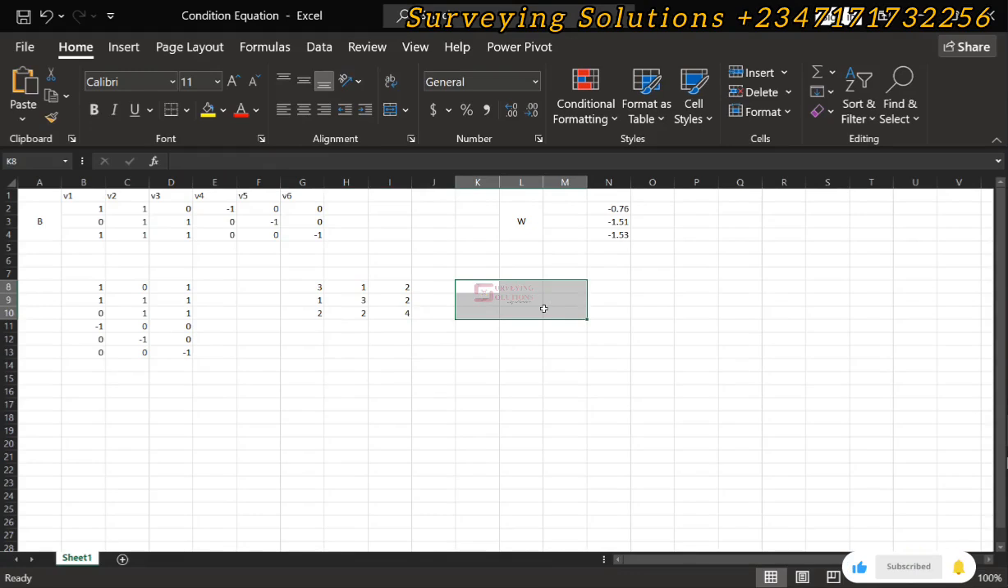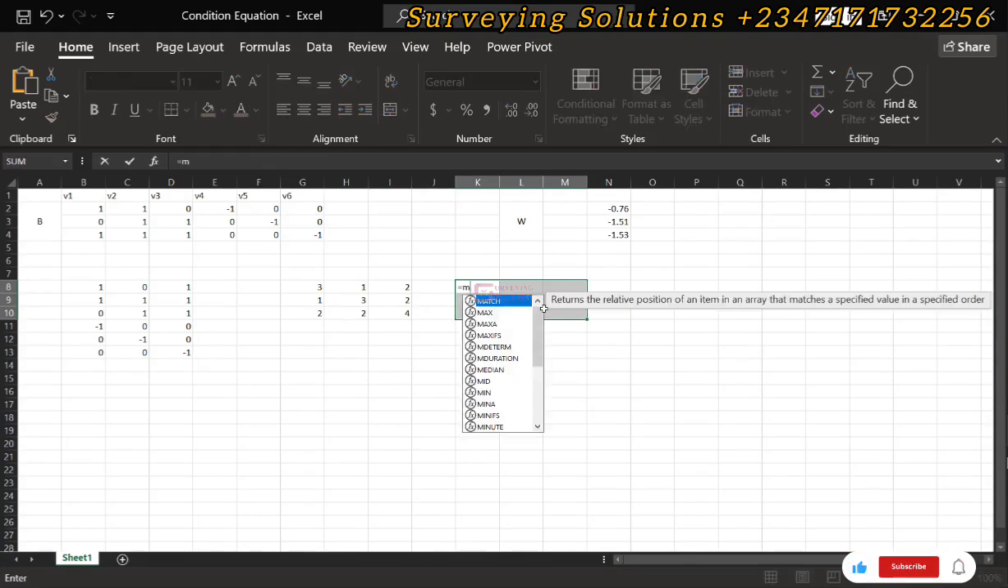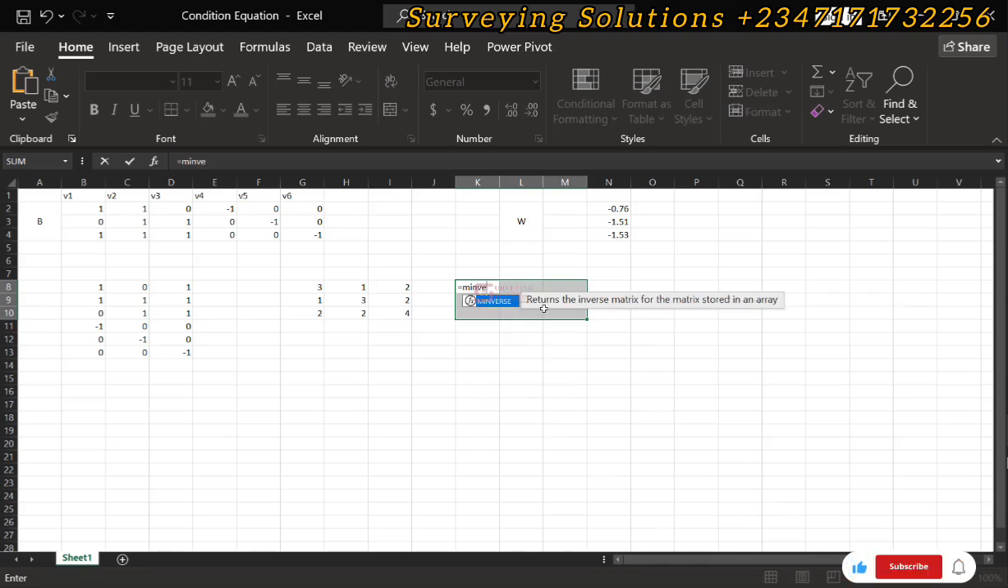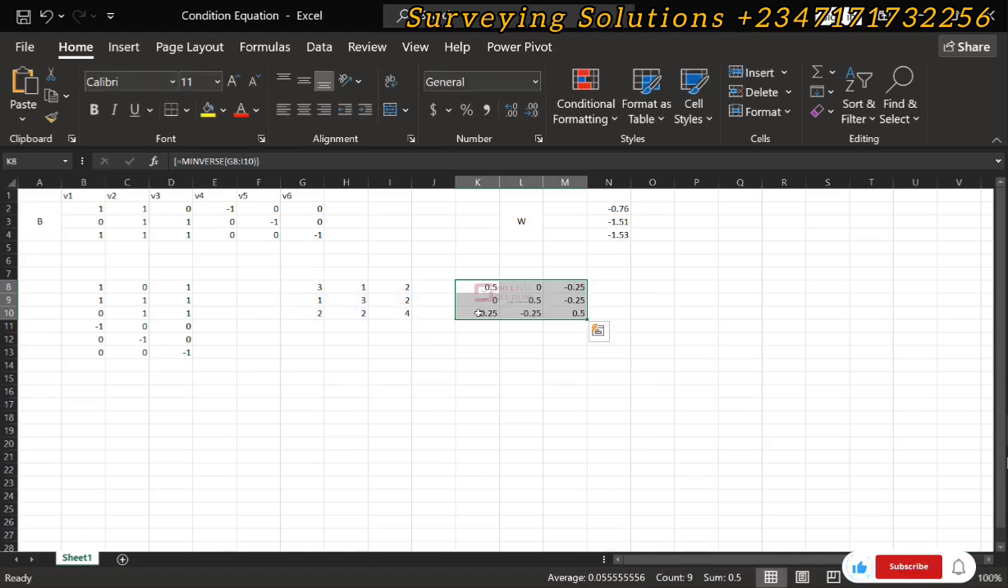So we have equals MINVERSE. So we have MINVERSE, which returns the inverse matrix of a matrix stored in an array. So we have something like this. Then we highlight our matrix. So we press Control Shift Enter, right? Good. So this is the inverse of this matrix, right?